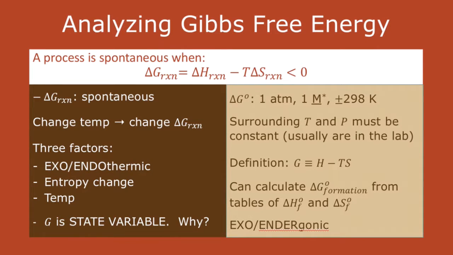Remember, we call G Gibbs free energy after the scientist Josiah Gibbs. And the definition of G is that it's equal to H minus TS. Because we're usually concerned about changes, that's why we have our second law as delta G equals delta H minus T delta S. Note that we can calculate the delta G formation from tables of delta HF and delta SF. And if we have a negative delta G, we call that exergonic, or endergonic if it's a positive delta G.